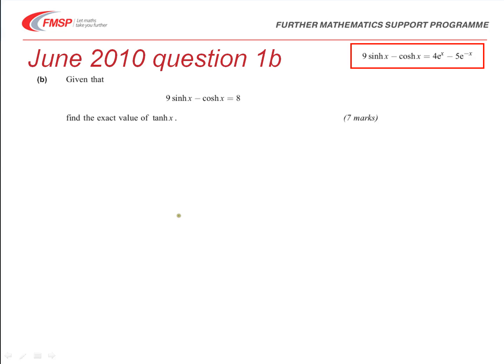Well, we're now going to use that result to solve this equation. You see 9 sinh x minus cosh x is equal to 8, so we can replace the 9 sinh x minus cosh x with the 4e to the x minus 5e to the minus x.